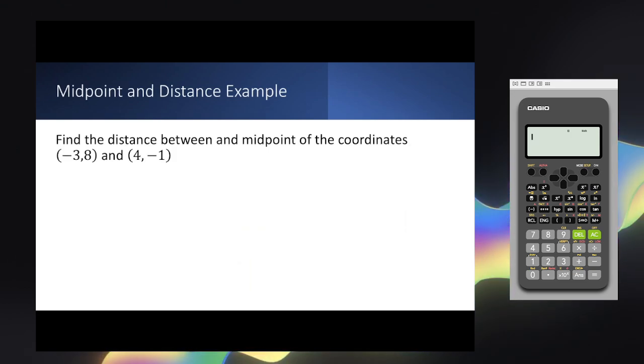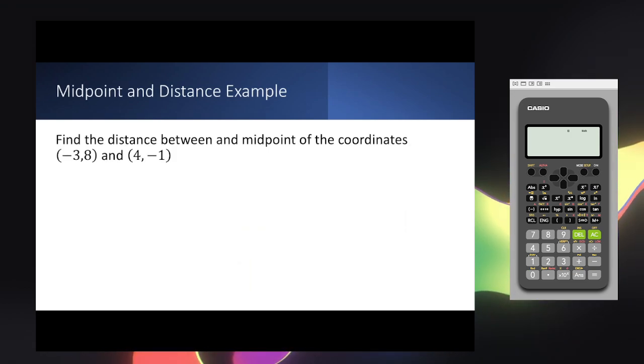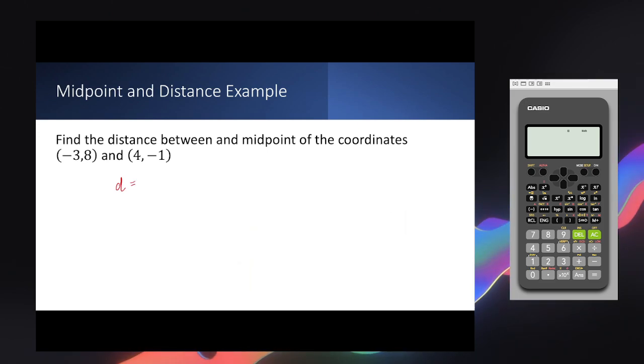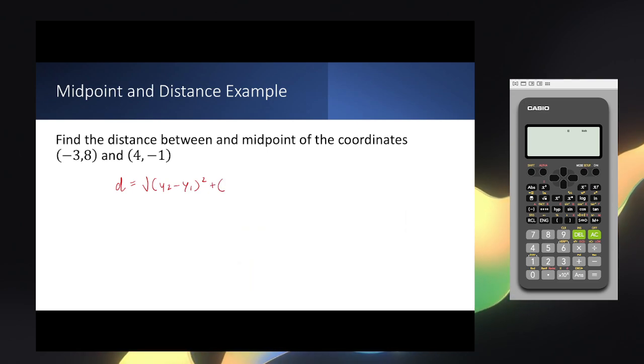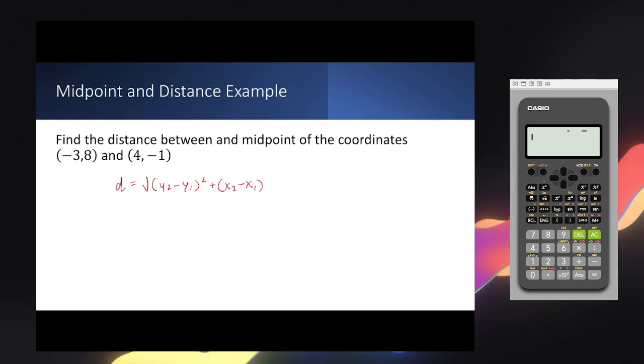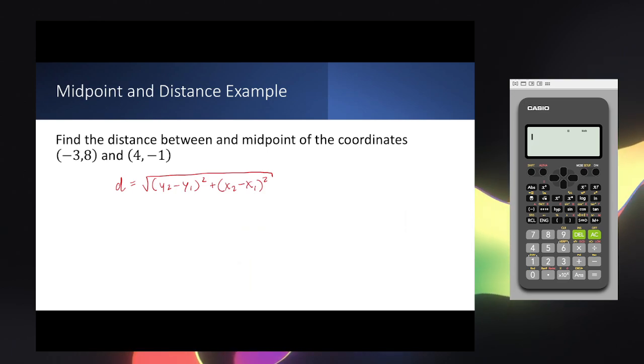So here's an example. Find the distance between the midpoint and the coordinates -3, 8, and 4, -1. Okay. We don't have to draw a picture for this one. We can just jump straight in and work out what the answer is going to be by using our formulas. So let's do that. We'll start off with the distance. So distance is equal to, okay, it's the square root of y2 minus y1 squared plus x2 minus x1 squared. Now you'll notice that I've done this the other way around compared to the previous page where I had the other formula, x2 minus x1 or y2 minus y1.